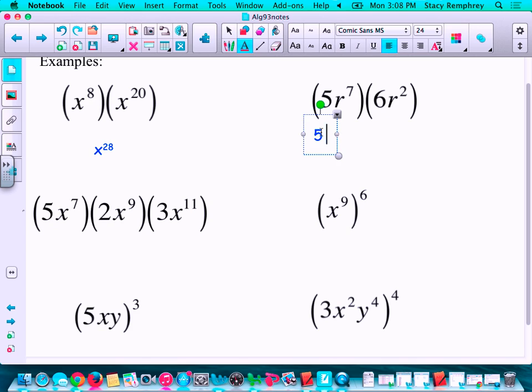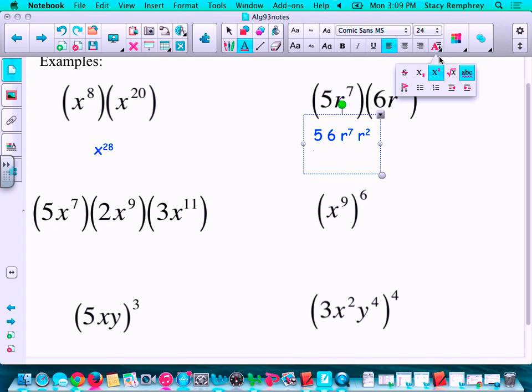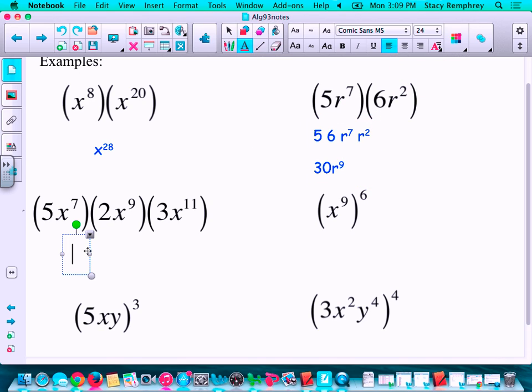Over here, you might decide to move the 5 and the 6 next to each other. Multiplication is commutative, so you can do that. You can switch their order. So I have 5 times 6 times r to the 7th times r squared. I took all the multiplication, just put like terms together. So this will give me 30 r to the 9th.